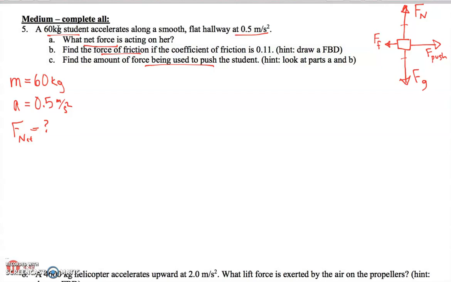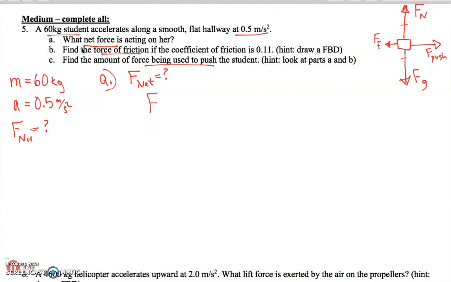So we can go ahead and take this and say, great, we know what's happening in terms of the forces. I've drawn my free body diagram. You're always going to want to start with a free body diagram on these problems. And now I can go ahead and start addressing some calculations. So part A asks us to find the net force, F net equals question mark. That's what I'm looking for.